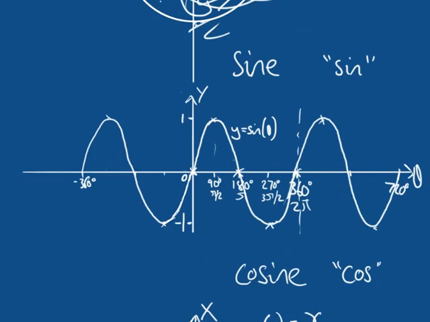Fantastic. So let's say I picked some random angle. In this case, I'm going to pick 135 degrees, which is halfway between 90 and 180. And if I took the sine of 135 degrees, I know that is approximately equal to about 0.707. So the sine of 135 degrees is about 0.707.